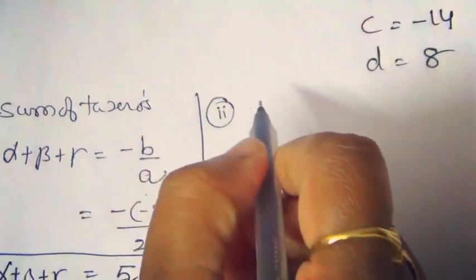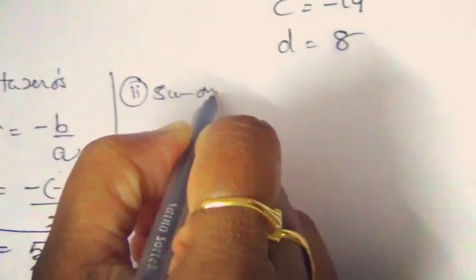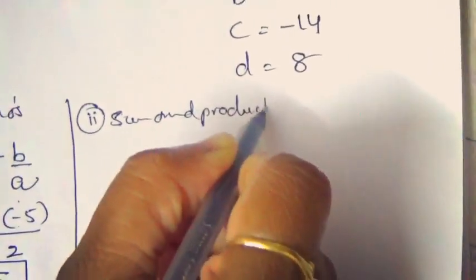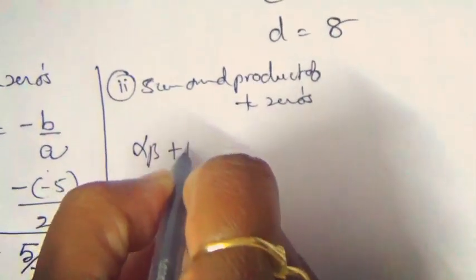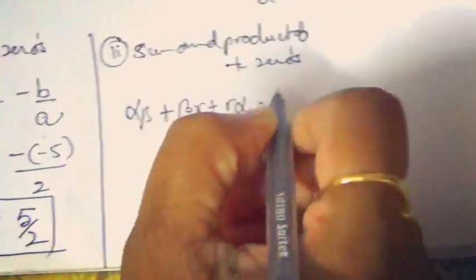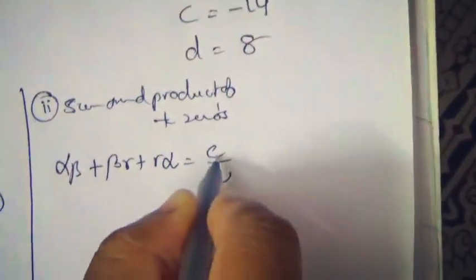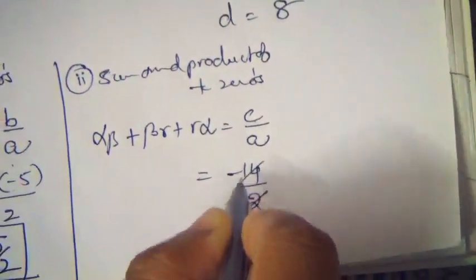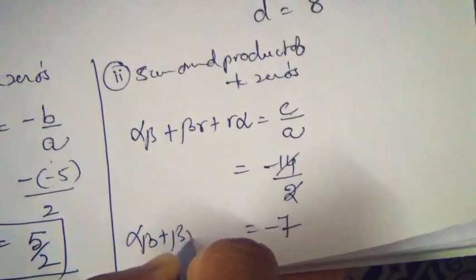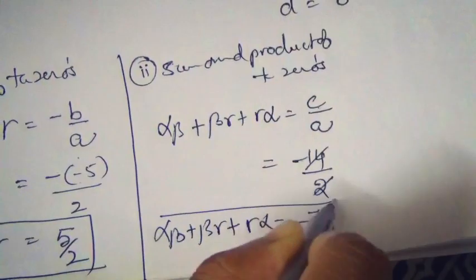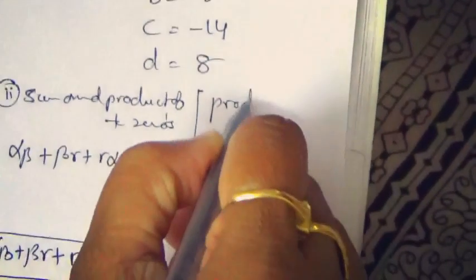What is the second relationship? That is the sum of the products of the zeros. Alpha beta plus beta gamma plus gamma alpha is equal to c by a. The c value is minus 14 and the a value is 2. On cancellation you get minus 7. That is the value of alpha beta plus beta gamma plus gamma alpha, the second relationship. What is the third relationship? Product of the zeros.